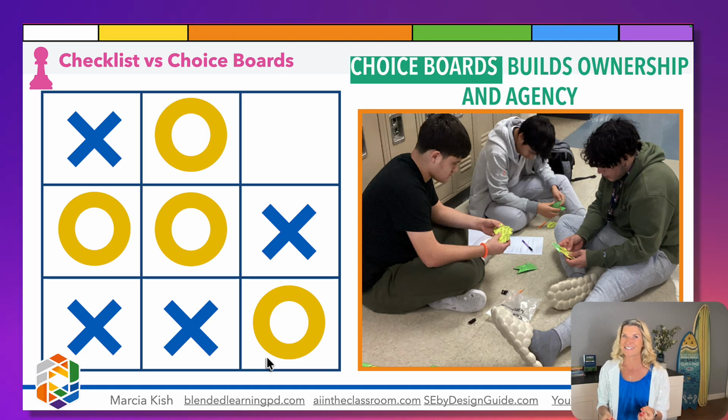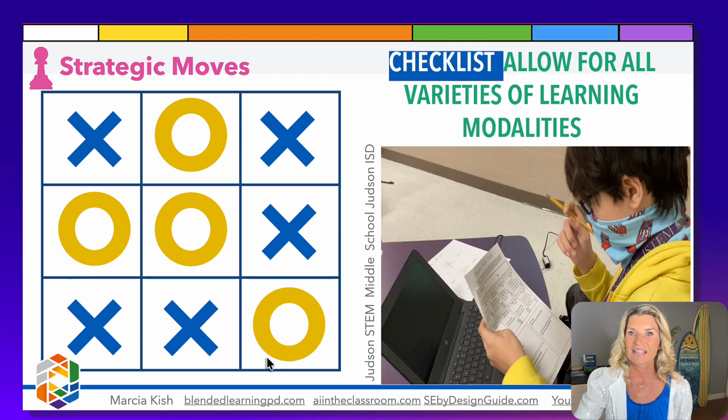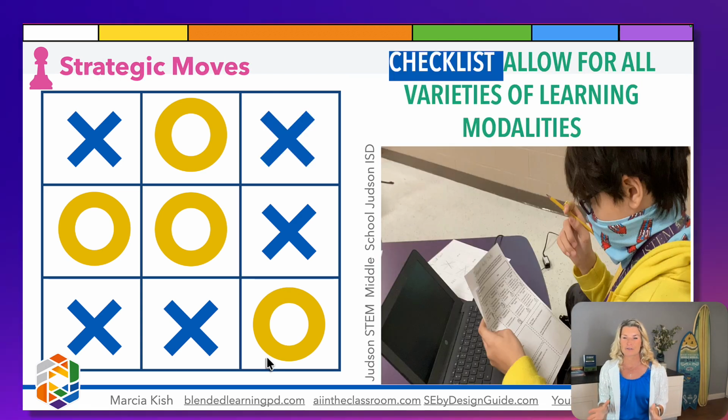That's why we're calling it choice boards for student agency, right? So it really just allows them the choice and ability to take ownership of what they want to do. How would you like to complete this? What is it that you want to work on? Checklists allow for a variety of learning modalities.